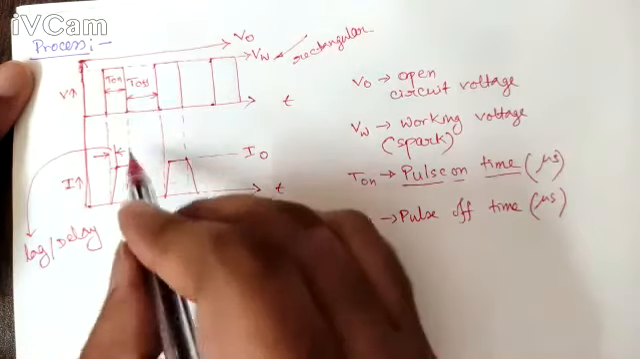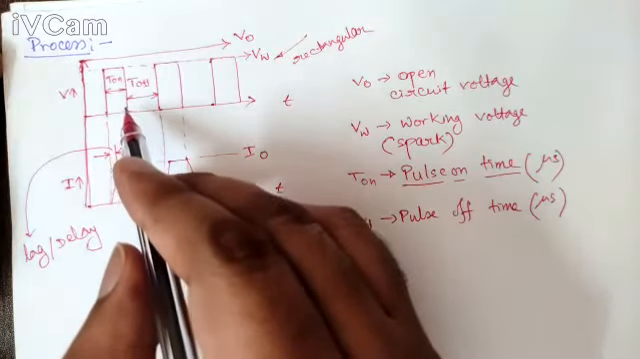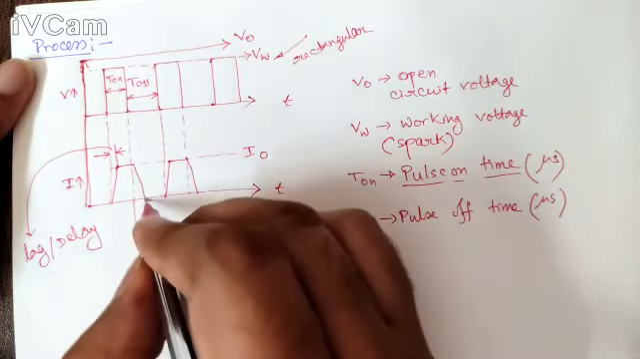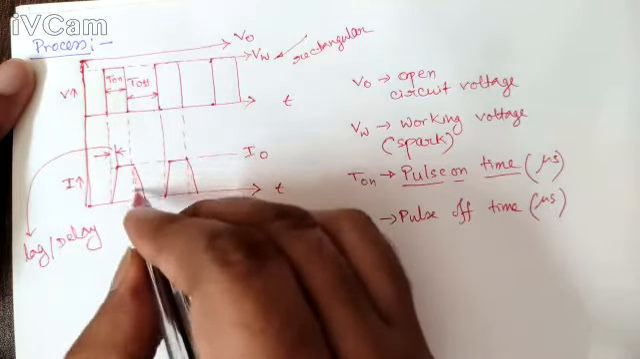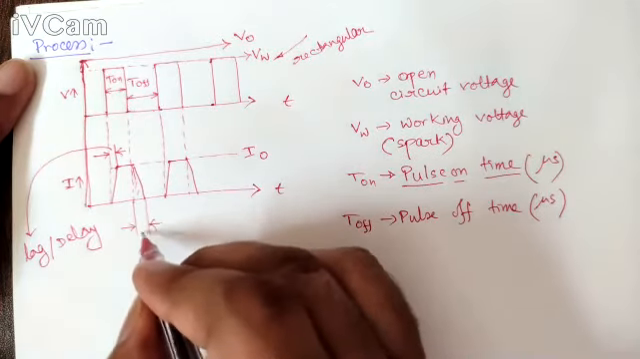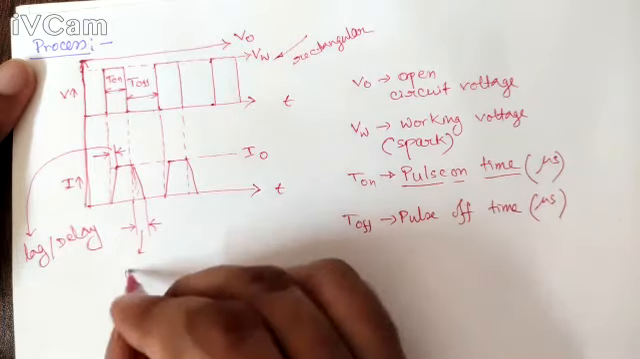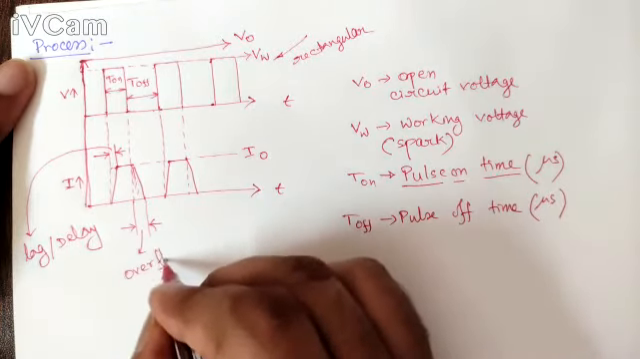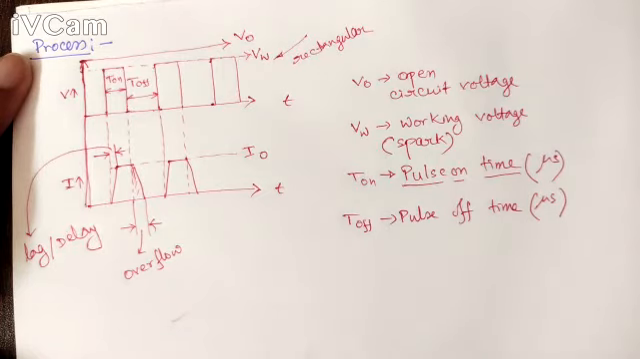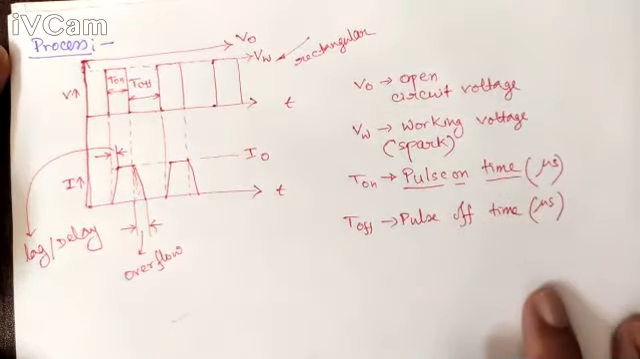And you can see once we have closed the circuit or we have stopped supplying voltage, still some current flows. So this is known as overflow or over current. Okay, clear now? I hope this part is clear to all.